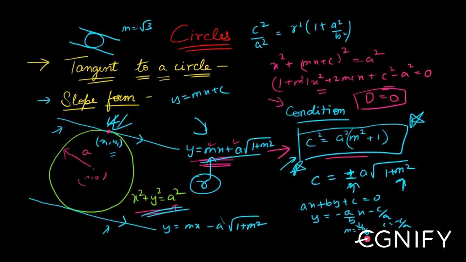Be it any line, pick up any line, its constant square should be equal to radius square into (1 + slope square). This condition will hold good for every circle and line. I've taken a unit circle to derive this condition, but it's valid for all circles and lines. So remember, this condition is extremely crucial. It will be really helpful during problems. Let's move on to points of contact now.